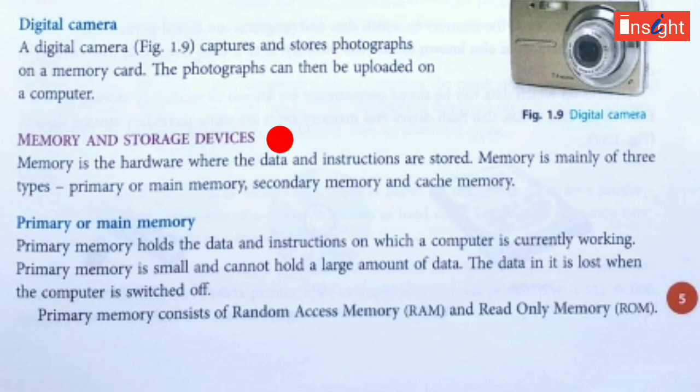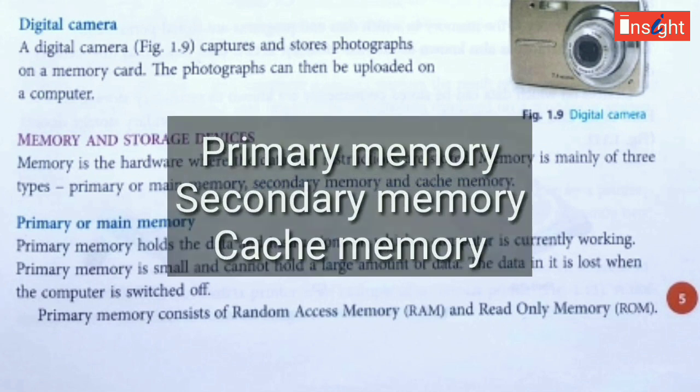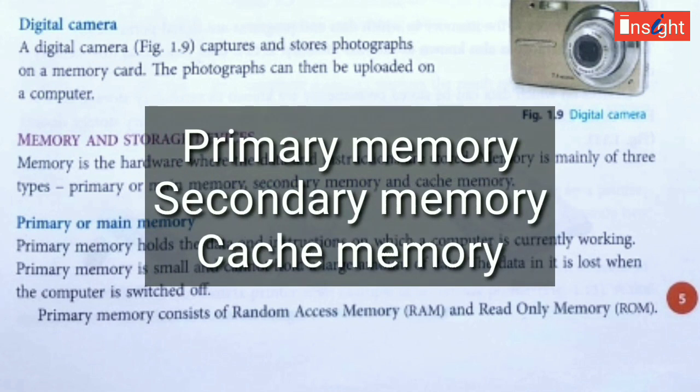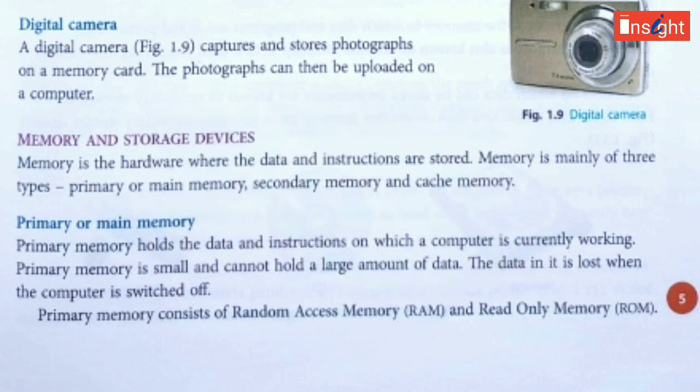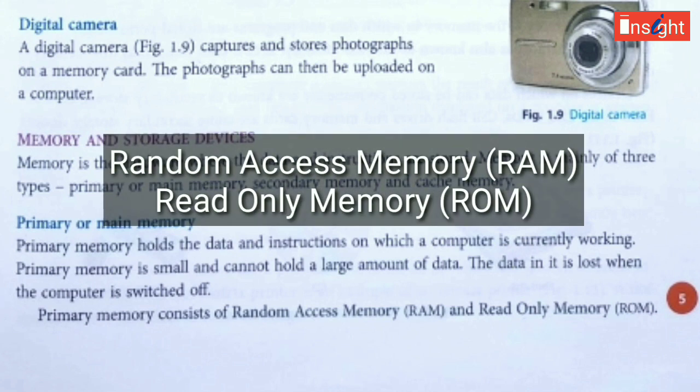Memory is the hardware where the data and instructions are stored. There are mainly three types of memory: primary, that is called main memory; secondary memory; and cache memory. Primary or main memory holds the data and instructions on which a computer is currently working. This memory is small. It cannot hold a large amount of data. The data in the primary memory is lost when the computer is switched off. Primary memory consists of random access memory and read-only memory.